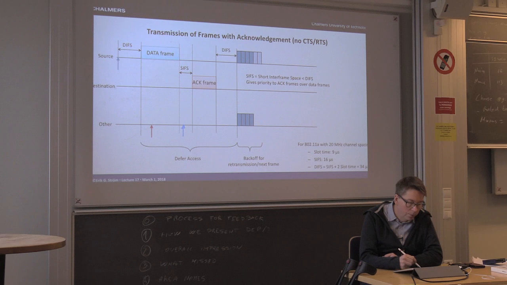Okay. So this SIFS here is the short interframe spacing, and its length is less than the DIFS. The implication of that is that it gives priority to the ACK frame over any other data frames. So for instance, if the blue user here would like to use the channel, it will be blocked because the channel is not idle for an entire DIFS. It's only idle for a SIFS. Okay. Clear so far?